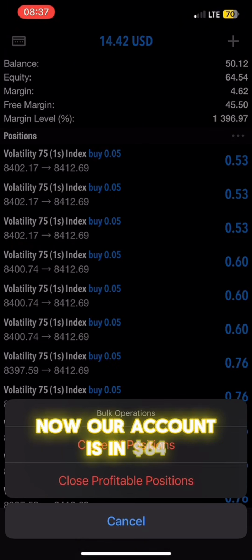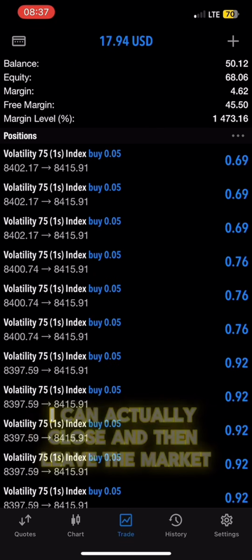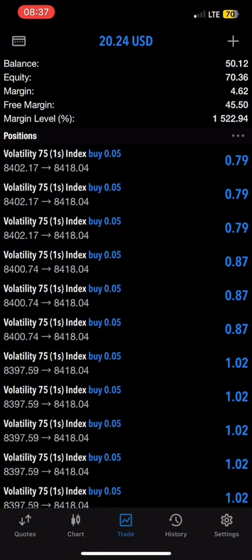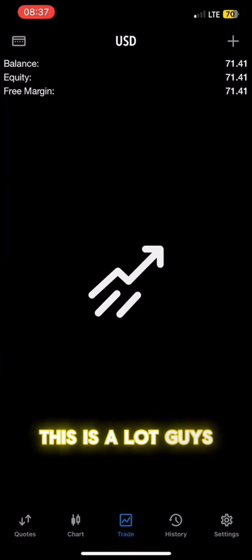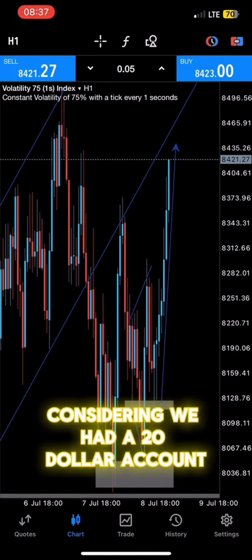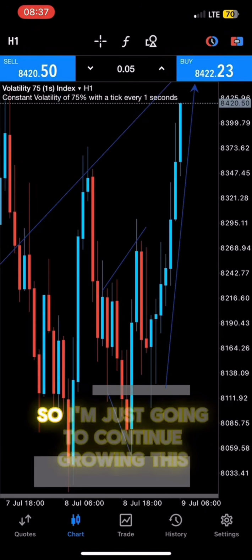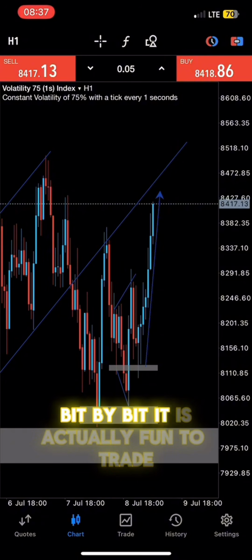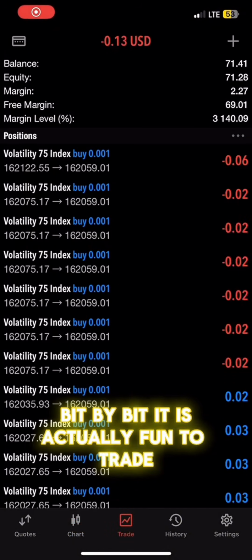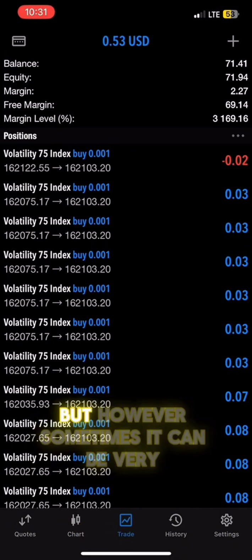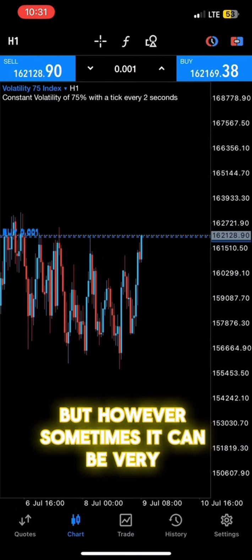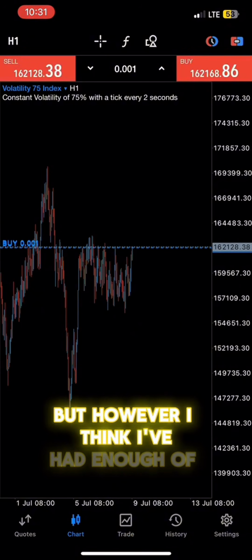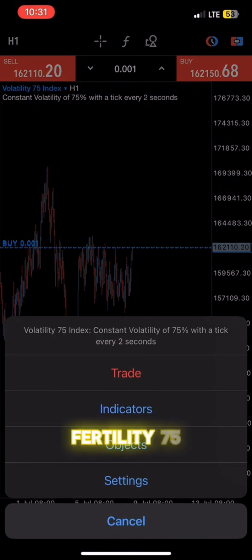Now our account is in $64. I can actually close and then leave the market. Now in $70. This is a lot, guys, considering we had a $20 account. Now we're in $71. So I'm just going to continue growing this account bit by bit. It is actually fun to trade and grow a very small account, but sometimes it can be very stressful because you can just blow it. However, I think I've had enough of Volatility 75 1 second.